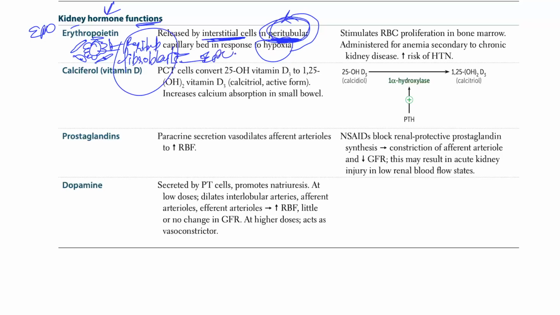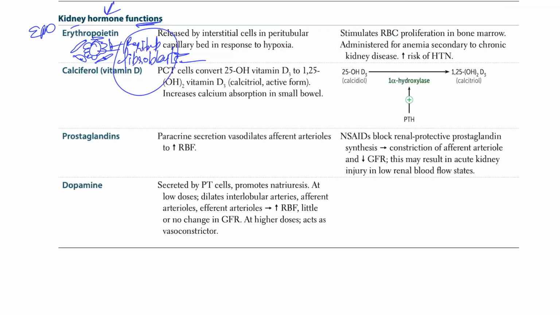That EPO is going to stimulate RBC proliferation in the bone marrow. It is administered for anemia secondary to chronic kidney disease. In CKD you're not making enough EPO, which is causing anemia, so you administer EPO from outside so that it stimulates RBC proliferation and production.